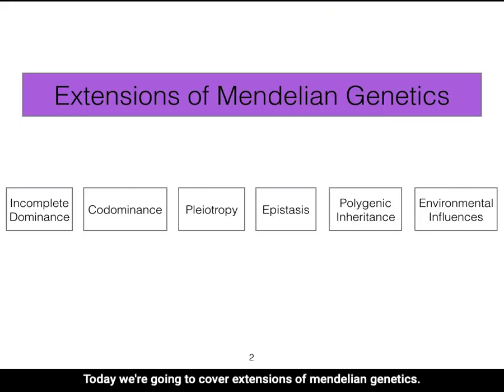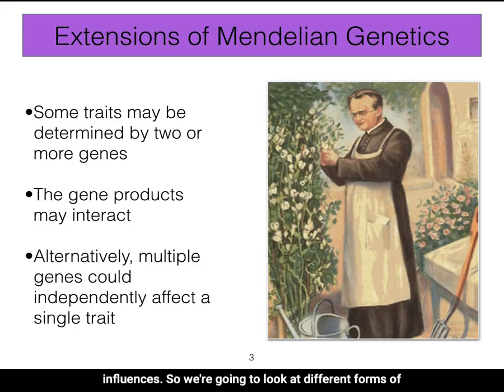Today we're going to cover extensions of Mendelian genetics. We're going to look at incomplete dominance, codominance, pleiotropy, epistasis, polygenic inheritance, as well as environmental influences. So we're going to look at different forms of genetic dominance that are extensions of Mendelian inheritance. These are hereditary patterns that were not reported by Mendel.